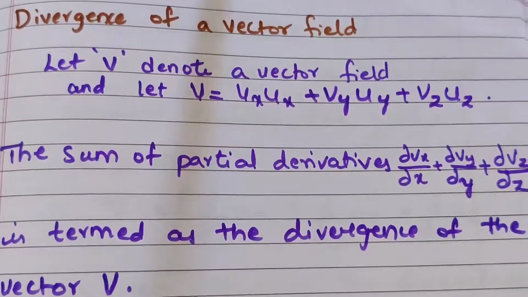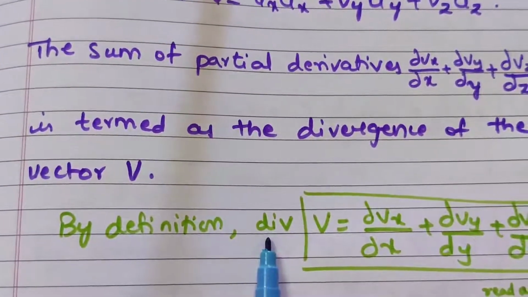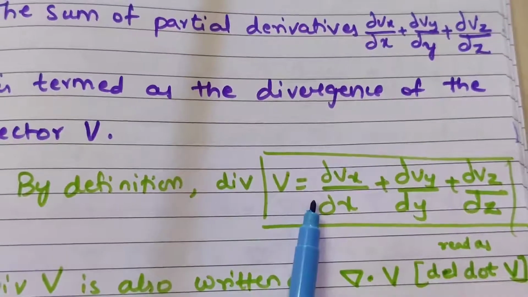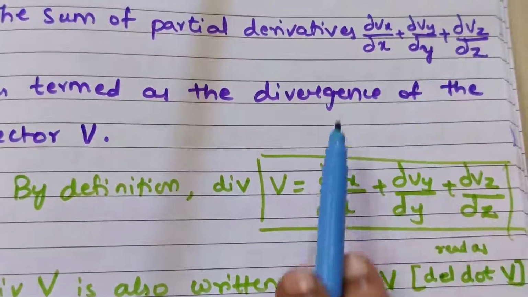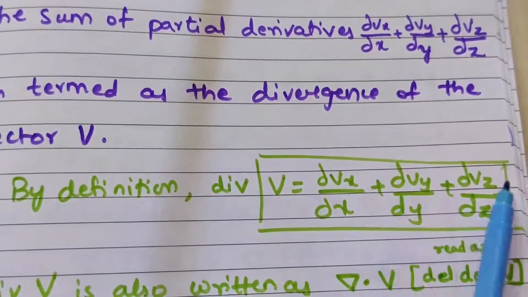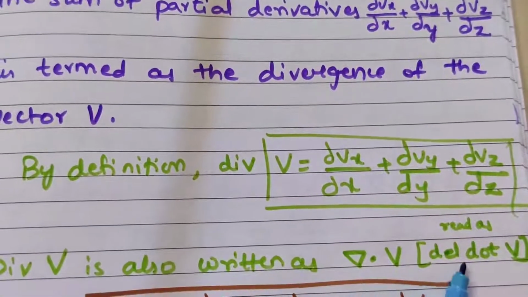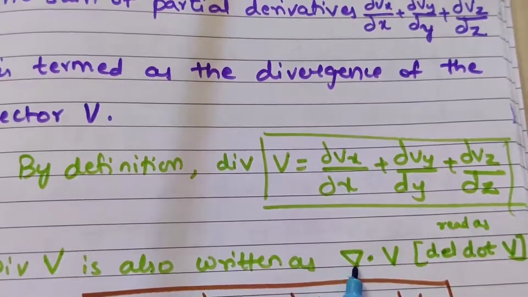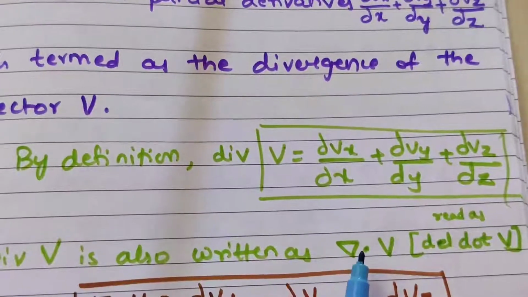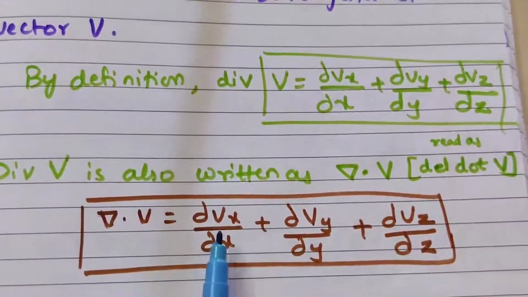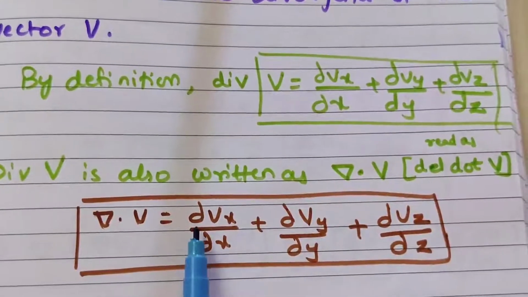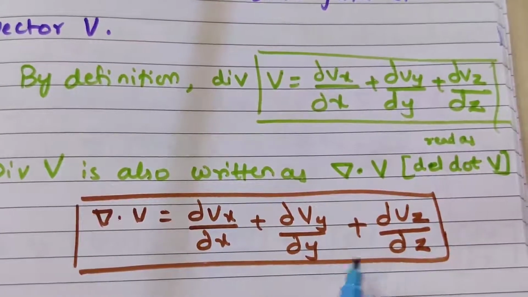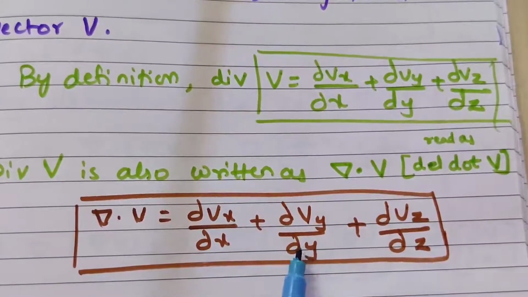By definition, divergence of V is equal to ∂V_x/∂x plus ∂V_y/∂y plus ∂V_z/∂z. This can be read as del dot V. There we just read del V, right? So here del dot V is called the divergence of a vector field. Del dot V is equal to ∂V_x/∂x plus ∂V_y/∂y plus ∂V_z/∂z.